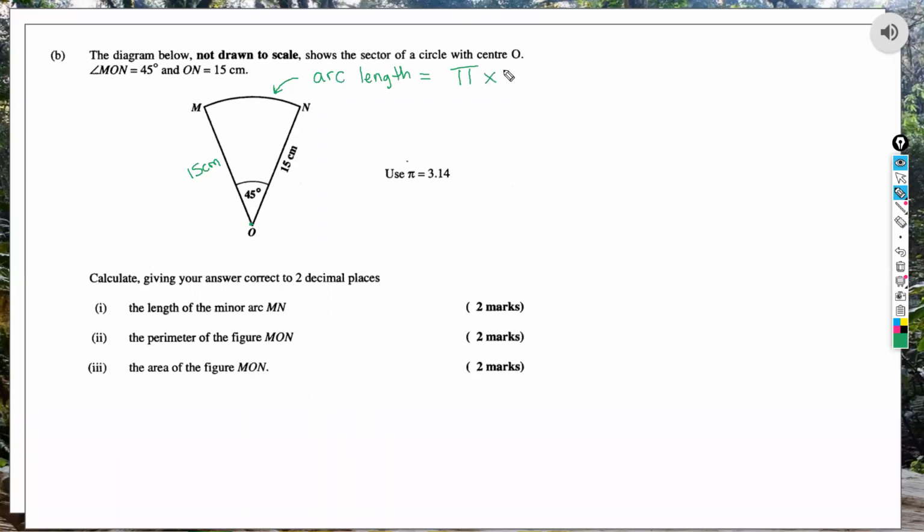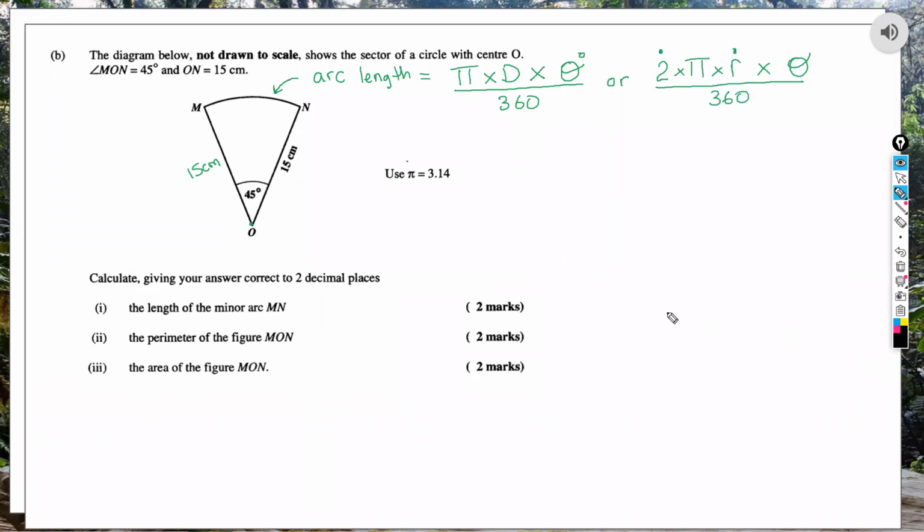Pi times diameter, multiplied by the angle inside here. Theta is the angle, so in degrees. And you divide it by 360. Or some textbooks have it like this. Remember, diameter is twice the radius, so sometimes it is written like this in the exam: 2 multiplied by pi multiplied by radius. Remember, 2 times r is the same thing as diameter. And then you multiply by the angle and divide it by what? 360.